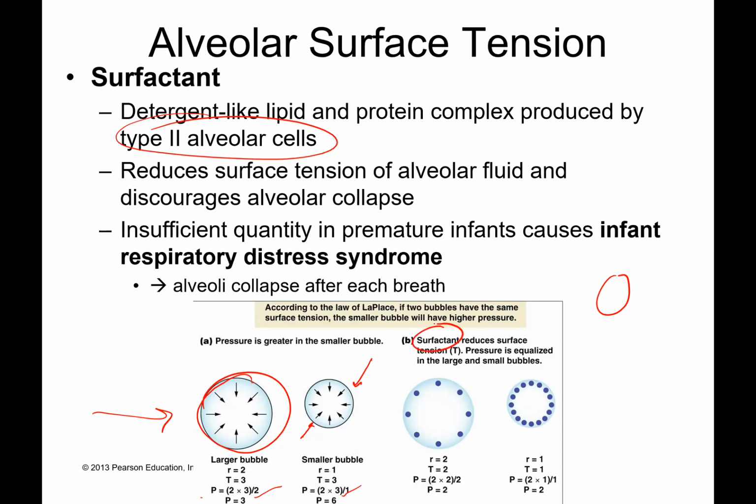And then where surfactant comes into play is it helps reduce the surface tension. So pressure is equalized. Okay, so even though this diameter is bigger, the spacing out will still keep the pressure at around 2. And if the diameter gets smaller, the surfactant gets more condensed, but it still keeps it at a pressure of 2. Because the surfactant knows how to equalize itself.